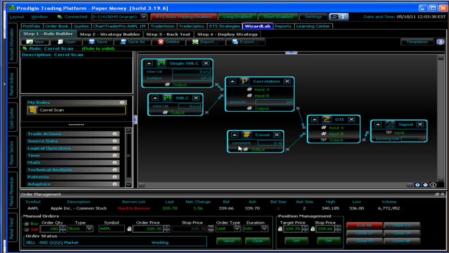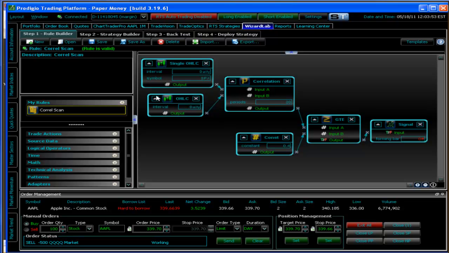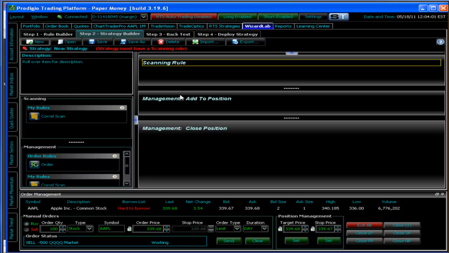I'm trying to get a lot covered in the chat, so bear with me as I get through all of this. With Prodigio Wizard Lab, you create the rule using the rule builder, you save the rule, and you put it into a strategy. It's just a simple matter of drag and drop, setting things up, more drag and drop, saving, and then deployment. And we're going to cover that very specifically today.